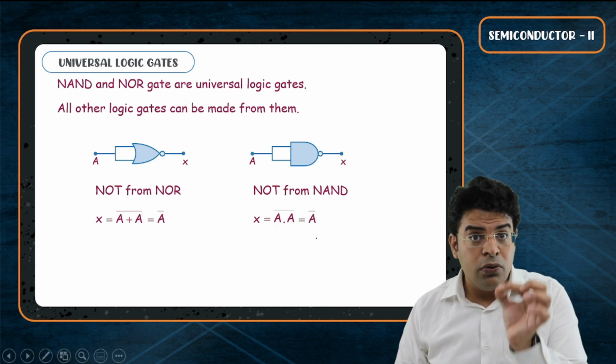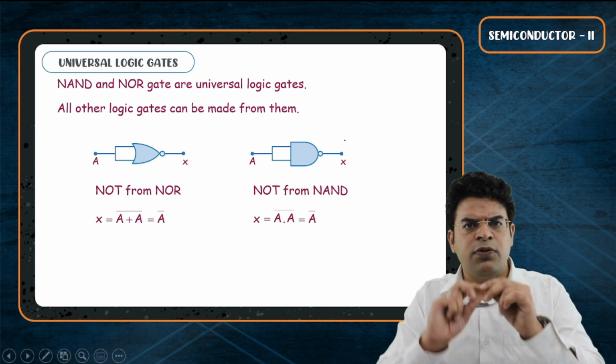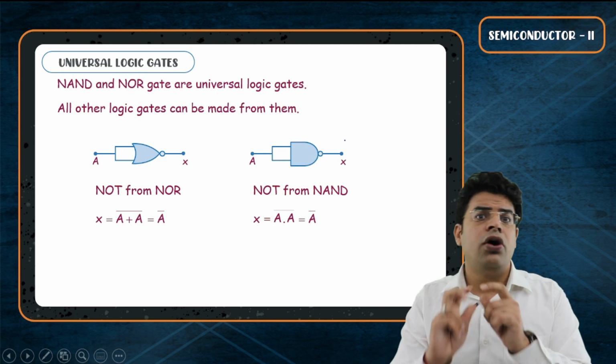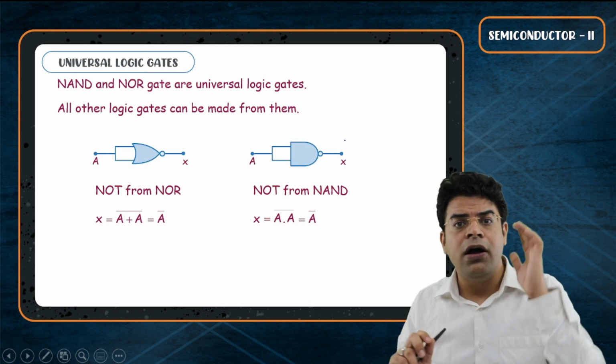So this is how you get NOT from NOR and NAND. And it's easy to remember. Just fuse the input of either NOR or NAND. It converts into a NOT.